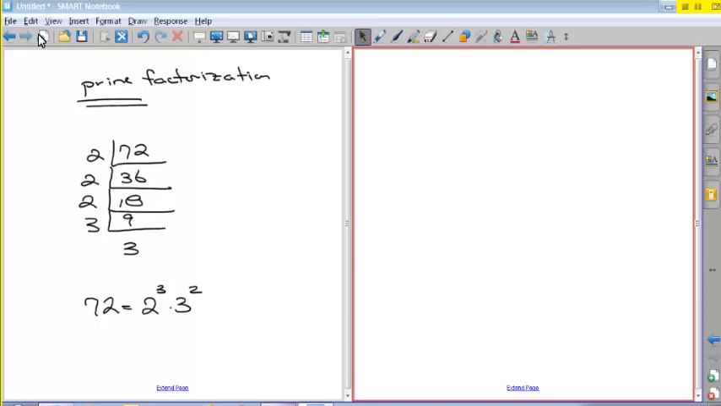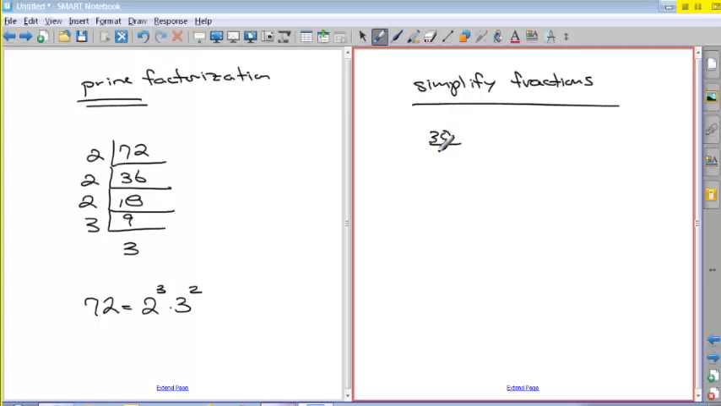Okay, we're almost done. Let me just mention what some of these things we've already done before. Simplifying fractions. Actually, simplify rational numbers. So if you have 30 over 72, that's not in its simplest form. So you write these out until you run out of common terms that you can cancel out.